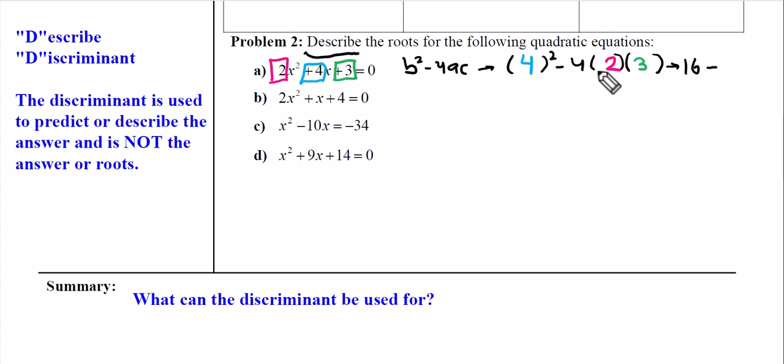And then I can multiply these 3 together. 4 times 2 is 8 times 3 is 24. And if I do 16 minus 24, I get negative 8.